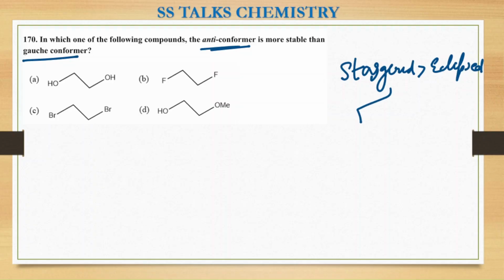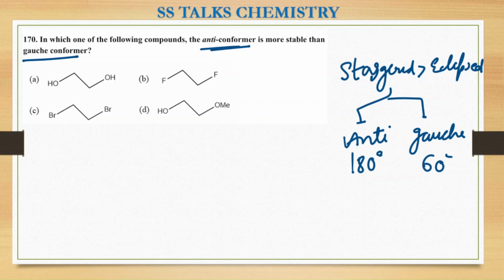Now the staggered conformation, further you can see, is of two types. We can have the anti and we can have the gauche conformation. In the anti conformation, the substituents are present at an angle of 180 degrees to one another, and in the gauche they are at an angle of 60 degrees to one another. So various factors exist which describe the stability between these two staggered conformations.